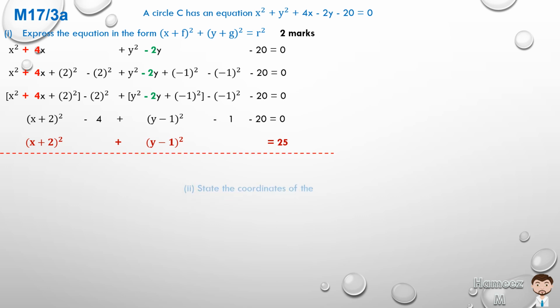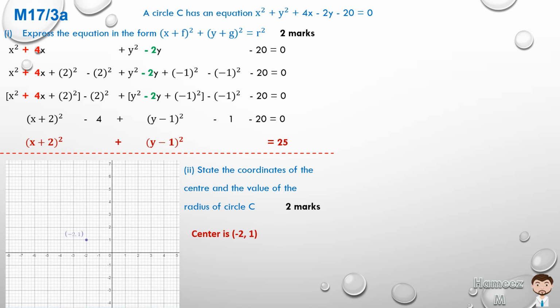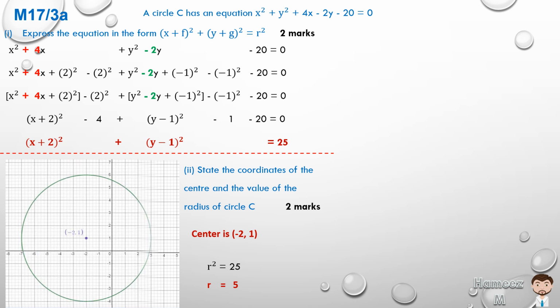Part 2. State the coordinates of the center and the value of the radius of the circle. So since we have x plus 2 squared, it means that the x coordinate at the center is minus 2. And we have y minus 1 squared, and the y coordinate at the center will be 1. So the center is minus 2, 1. We can bring that up in a little sketch there. And on the right hand side, r squared is equal to 25, which means r, the radius of the circle, is equal to 5. So we can bring up the circle so we can see what it looks like.